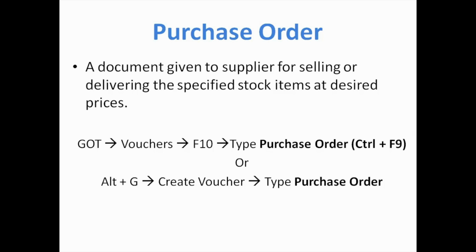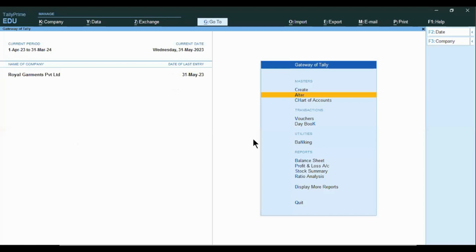So how to create a purchase order? Go to Gateway of Tally, Vouchers. Now this is a special type of voucher. For that we first type F10 and then start typing purchase order, or Ctrl F9 is the shortcut key for purchase order. Even from the Go To button we can create a purchase order. For this, Alt G is to be pressed. Next, select create voucher and then type purchase order. So let's start. Gateway of Tally.